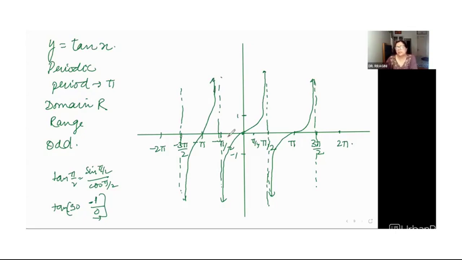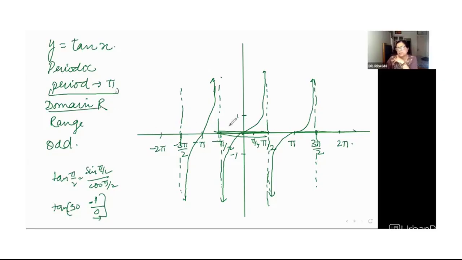So this is the behavior. This is a discontinuous graph. Why? Because at all the odd multiples of pi by 2, the graph is getting disconnected. It is not a continuous chain. So this is not continuous, but it is periodic because the behavior is the same in every period of pi. This is a period of pi, and it is repeated here. After every pi, the graph repeats in the same shape. That is why it is called a periodic function, but the period is pi.